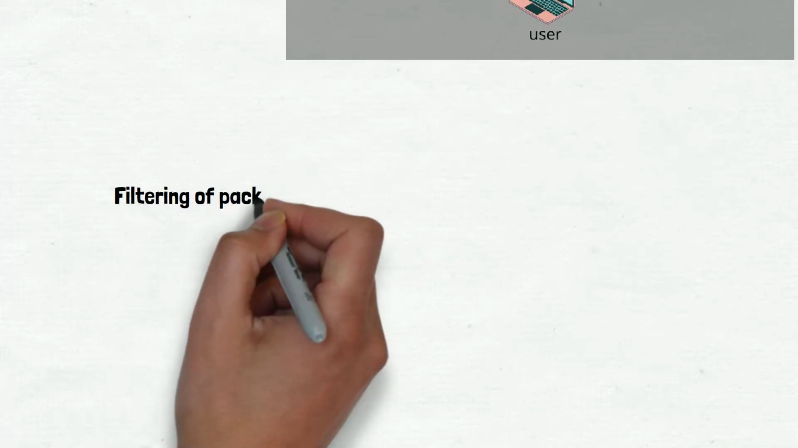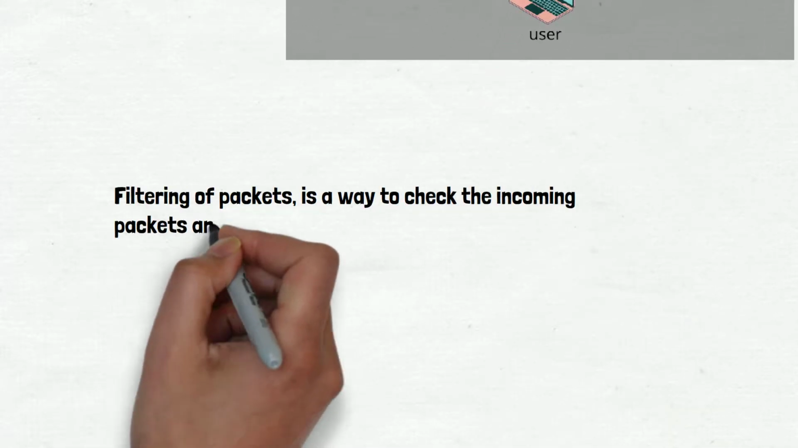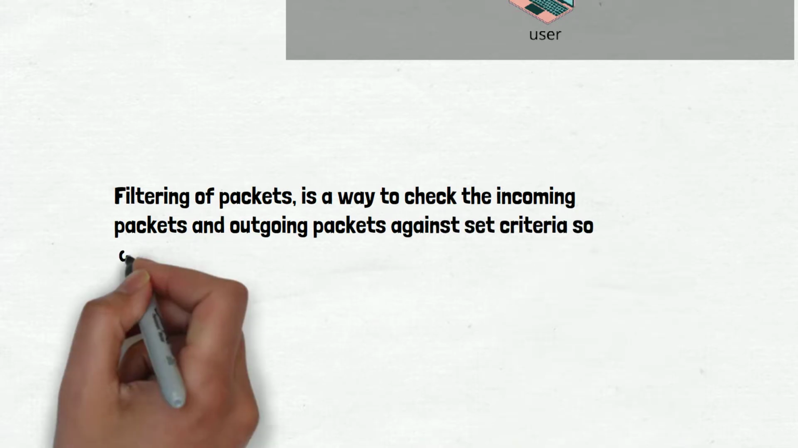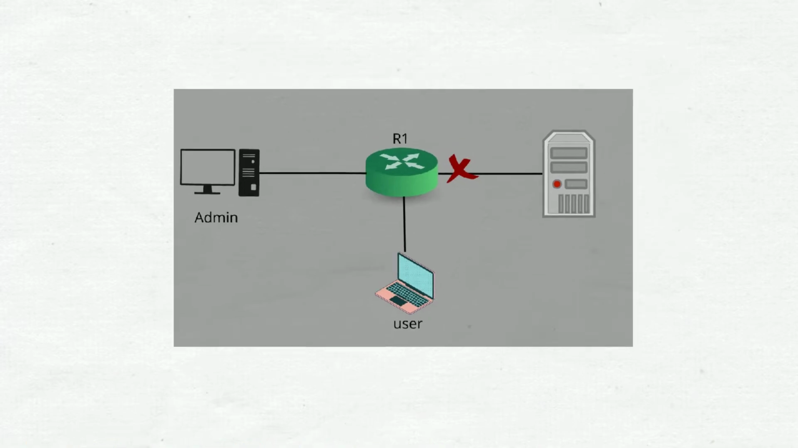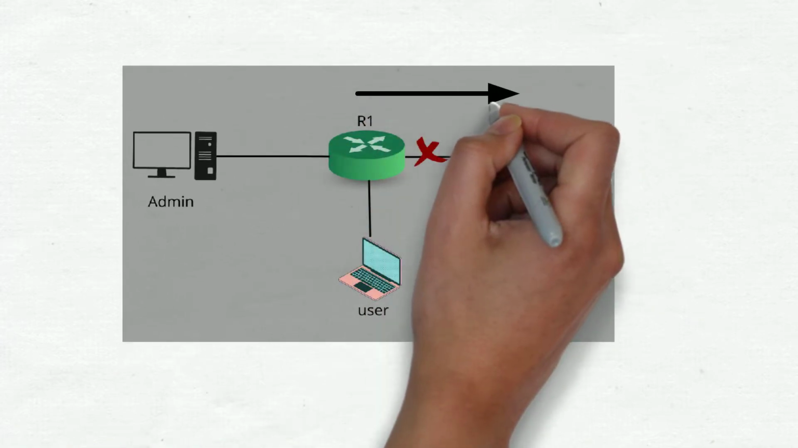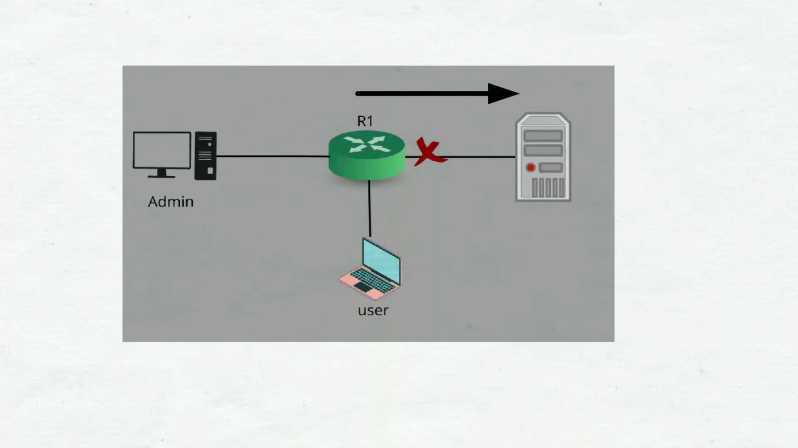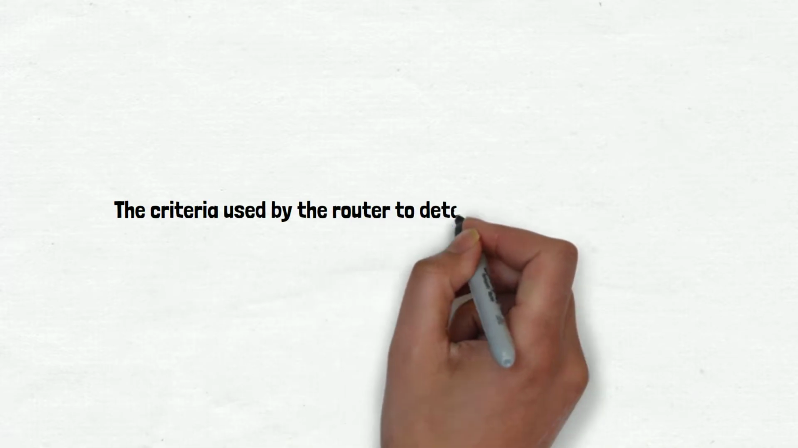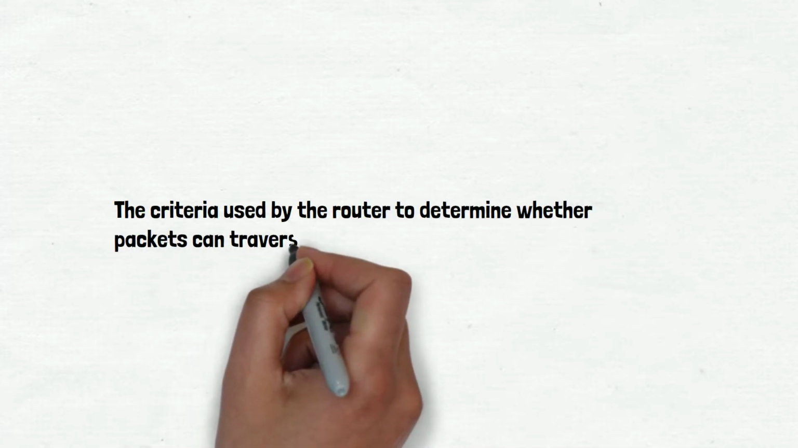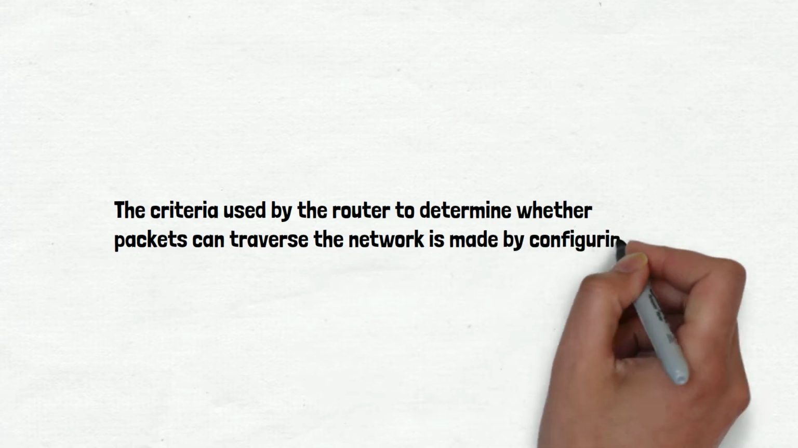Filtering of packets is a way to check the incoming packets and outgoing packets against set criteria so as to determine whether they should be forwarded or dropped. A router usually accomplishes this. Routers forward packets based on layer 3 information. When we apply filters, the router examines this information and decides whether the packet can traverse the network. If a packet passes the set criteria, it is forwarded, if not, it is dropped. The criteria used by the router to determine whether packets can traverse the network is made by configuring ACLs.